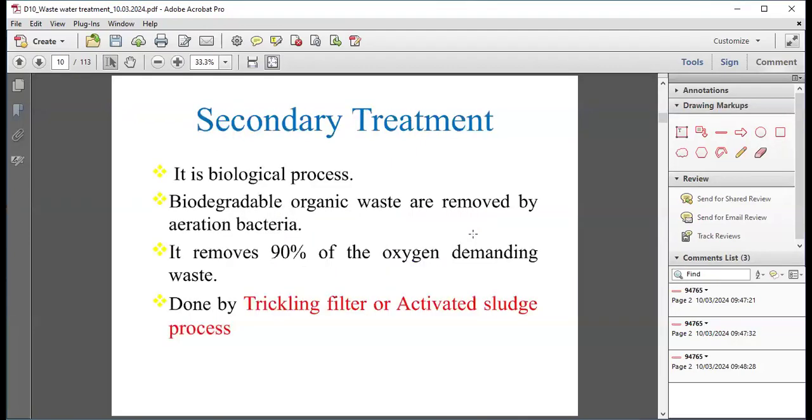Secondary treatment is a biological process. Biodegradable organic wastes are removed by aeration bacteria. It removes 90% of oxygen demanding waste, done by trickling filter or activated sludge. Okay, the activated sludge process.